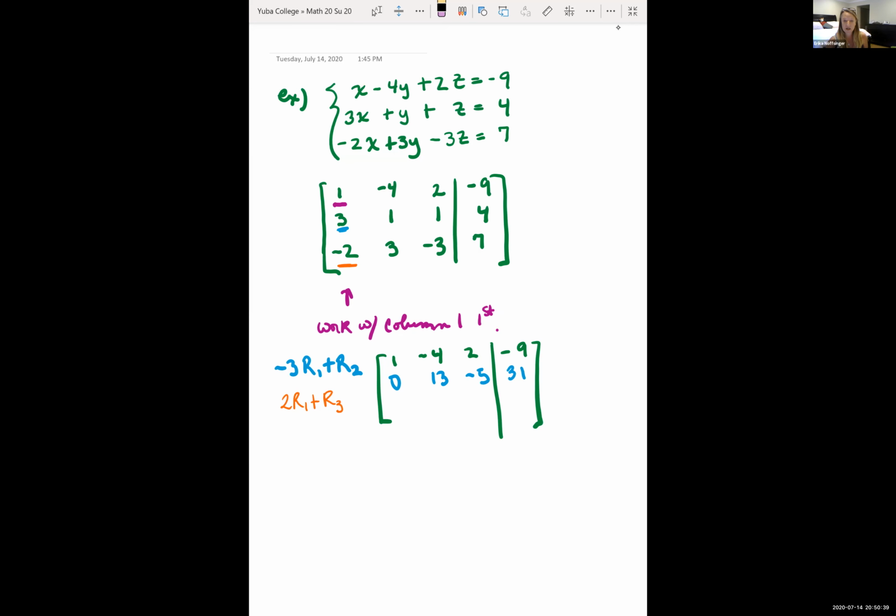So 2 times 1 is 2, minus 2 is 0. 2 times -4 is -8. -8 plus 3 is -5. 2 times 2 is 4. 4 minus 3 is 1. 2 times -9 is -18. -18 plus 7 is -11.